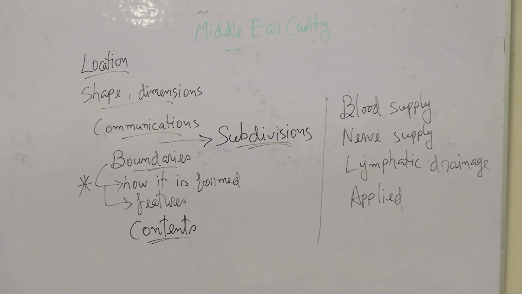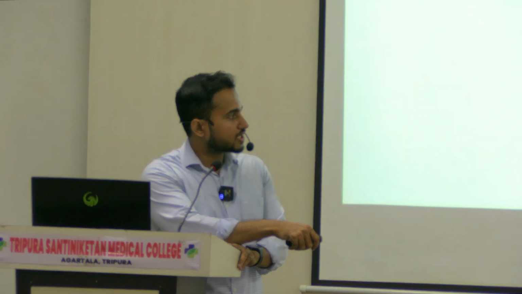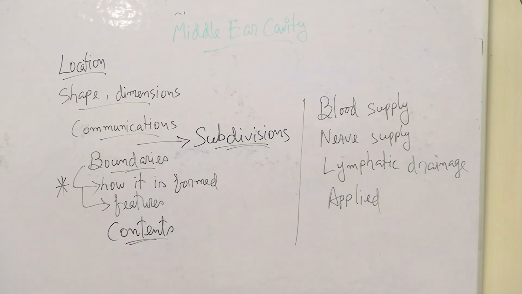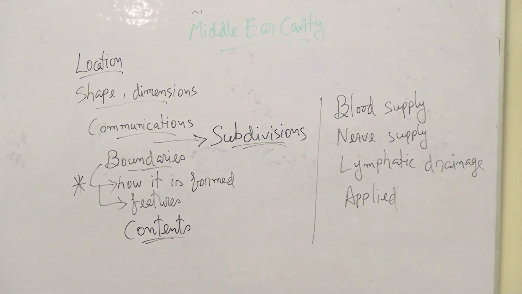Next, boundaries. As I said, if a cavity is there, we have to define the boundaries. In boundaries, how to study? I have mentioned the points. First of all, you have to know how it is formed, and you have to know the important features of each and every boundary, which is the most important part of the gross anatomy of the middle ear cavity. Followed by the contents. If a cavity is there, inside the cavity something will be there. So what are the contents? We have to classify and segregate them. As I have mentioned, bones are there, muscles are there, ligaments are there, nerves are there. We have to segregate them, and then study.